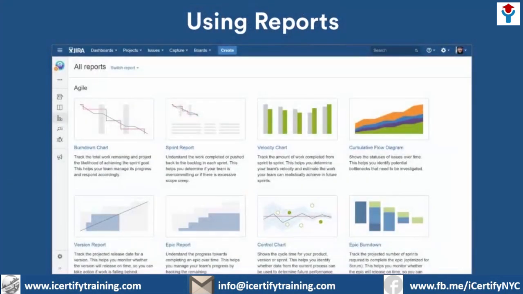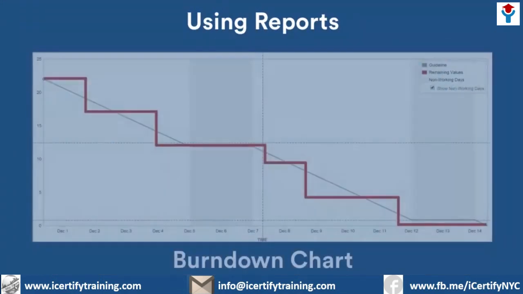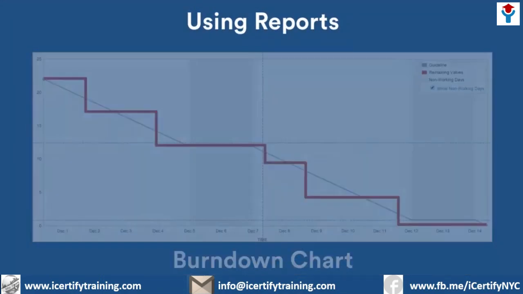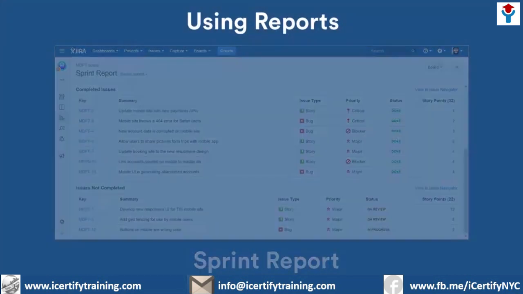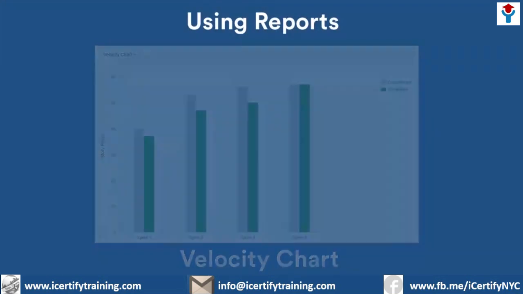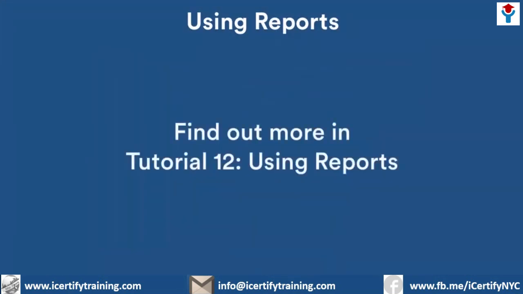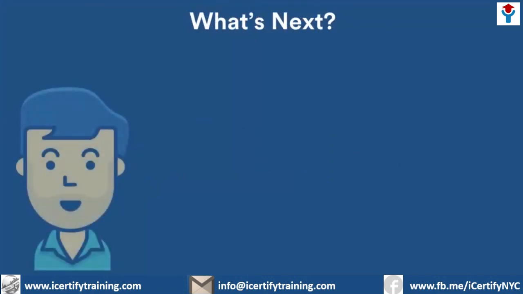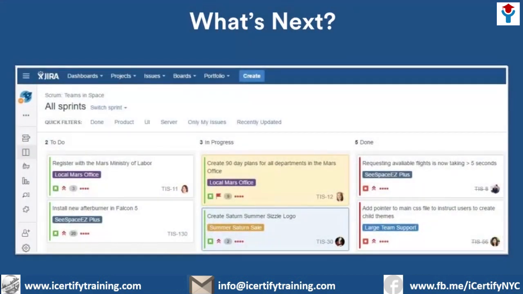After the active sprint completes, the team assesses the work done using Jira's reports. We looked at 3 of the heavy hitters: the burn down chart, sprint report, and velocity chart. To view in more detail many of Jira's popular reports, revisit Tutorial 12, Using Reports. In these tutorials, you've seen how to create and use a simple Scrum board. This should get you started.